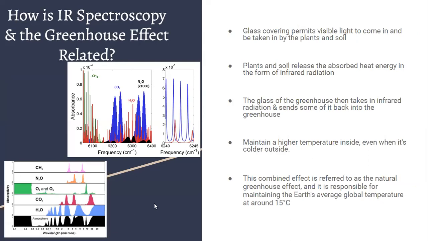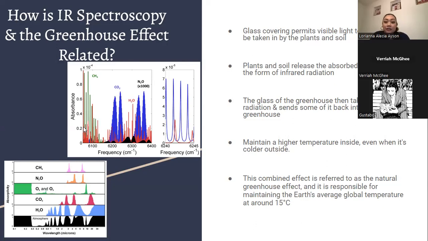So, how are IR spectroscopy and the greenhouse effect related? There are gases that allow incoming solar radiation to pass through them while allowing outgoing infrared radiation to pass, meaning that they don't trap or emit solar or infrared radiation. However, Earth's atmosphere contains other gases that can trap infrared radiation. These gases are referred to as greenhouse gases, which Gustavo had mentioned earlier.